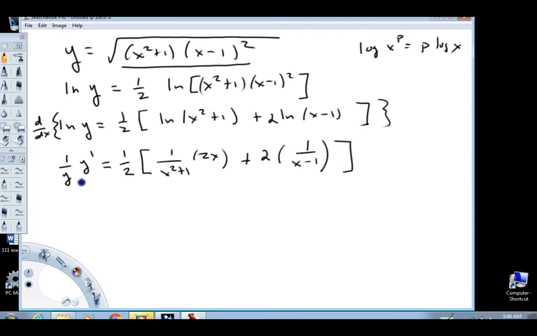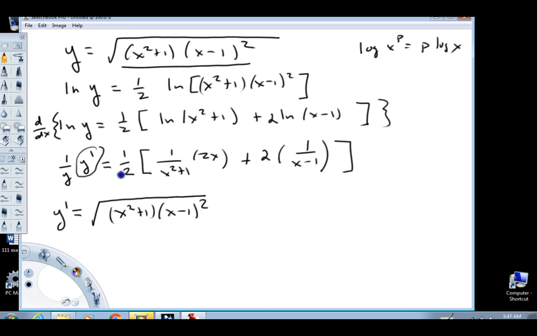Now, what we're looking for, remember, is dy dx. So if I want to solve this for dy dx, I have to multiply by y. And y is sitting right here. Here's an expression for y. So y prime is going to equal, and again, what I'm going to do now is multiply by y, and y is equal to the square root of x squared plus 1 times x minus 1 squared. So there's y, times this mess.